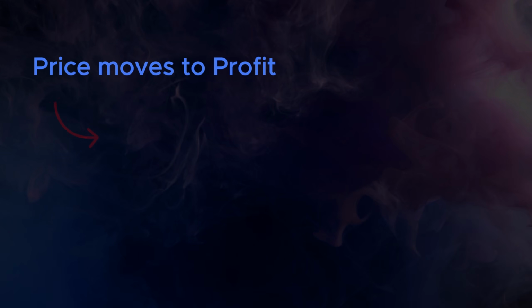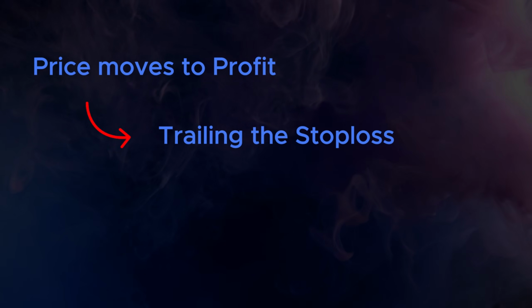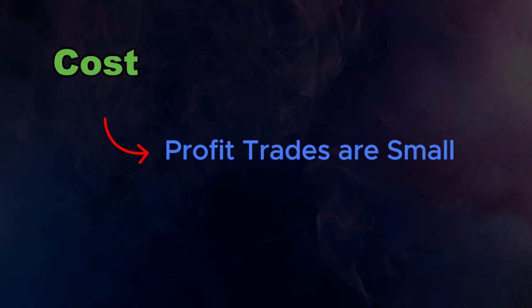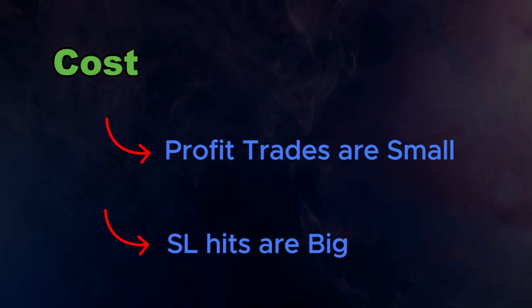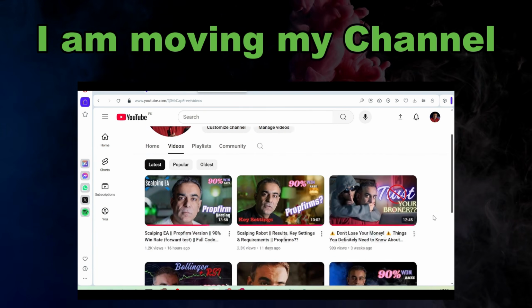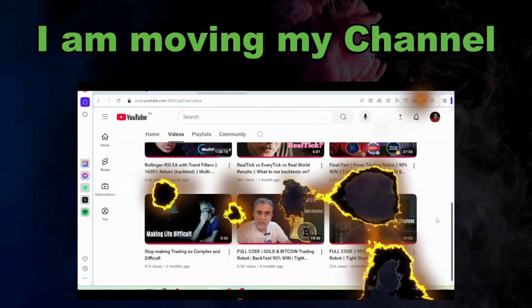So as soon as it moves in profit, we start trailing the stop loss extremely aggressively, which is the reason why the win rate is 90%. But this comes at a cost because the profit trades are going to be small and one stop loss hit is going to be larger. But what we're counting on is that with a high win rate, the small profit trades are going to more than offset that one big stop loss hit.